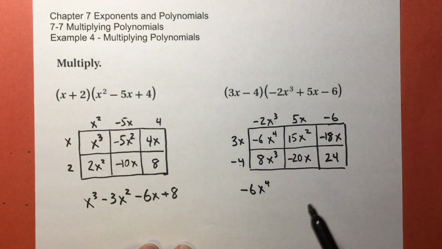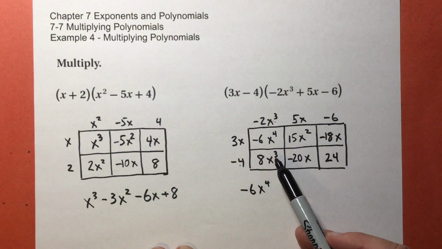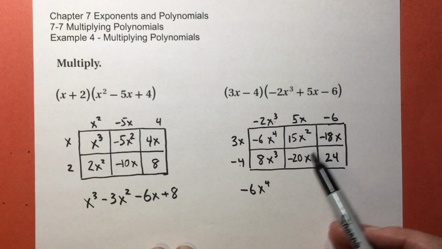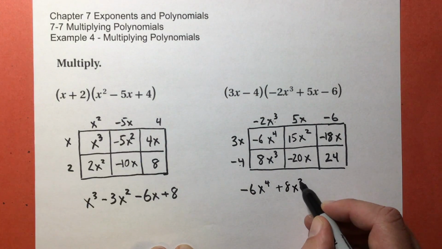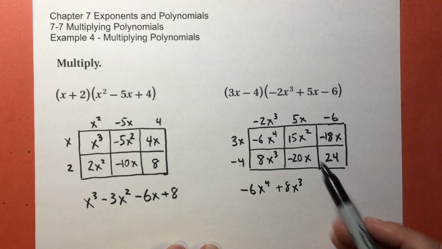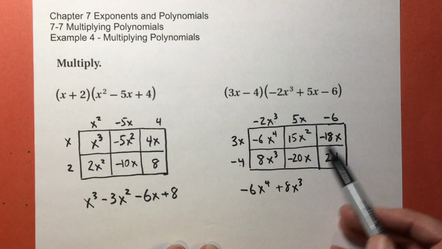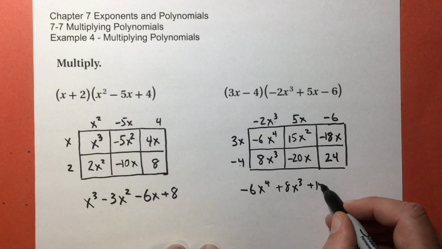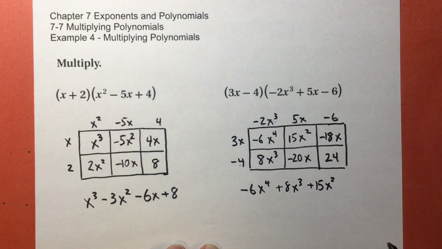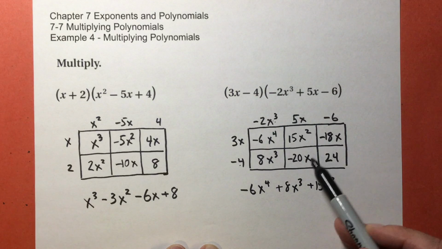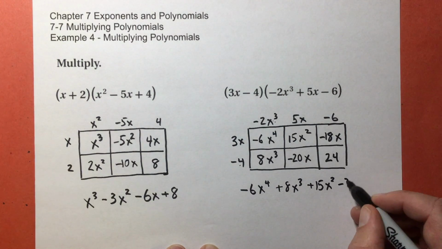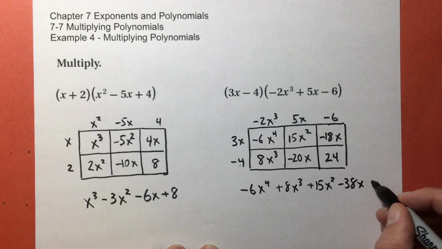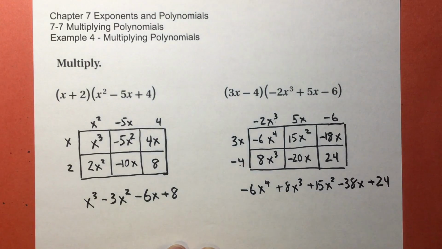Go to the next smaller one. To the third. None of these are to the third, so plus 8x to the third. Here's 15x to the second power, no more x to the second powers. Here's negative 20x and here's negative 18x. These two I can add. So I get negative 38x, and then the plus 24 comes along.